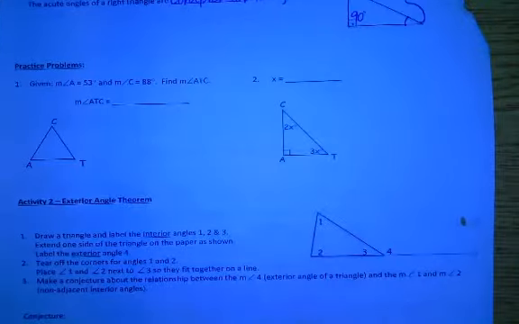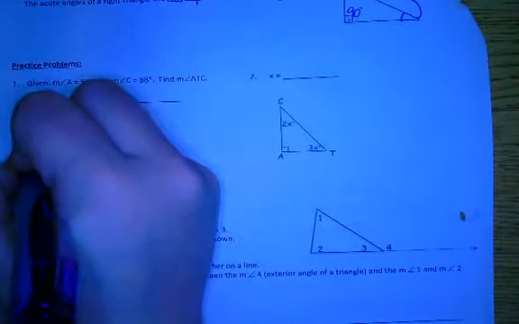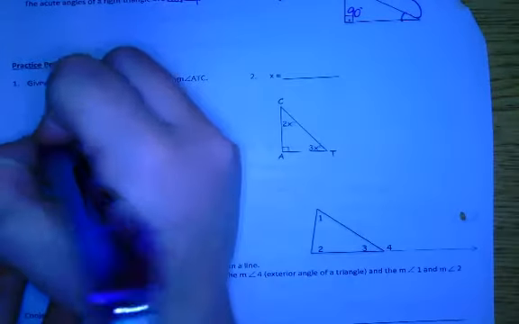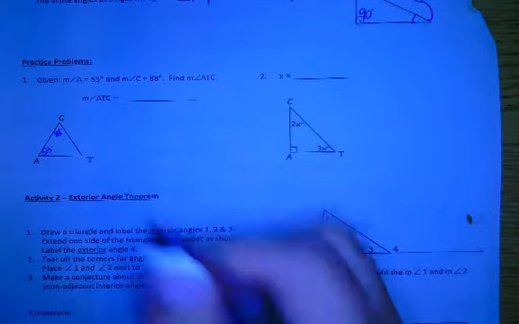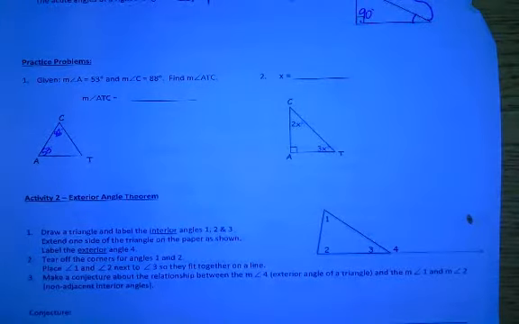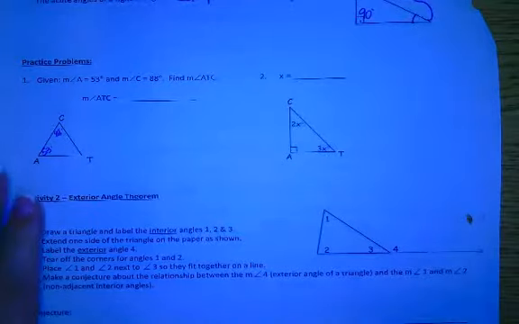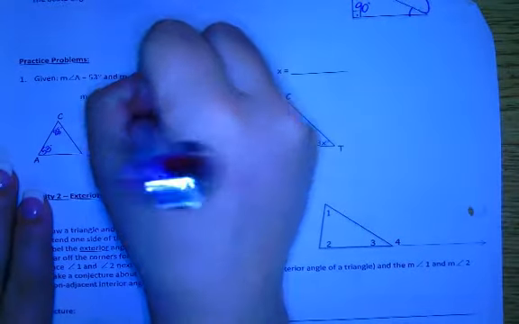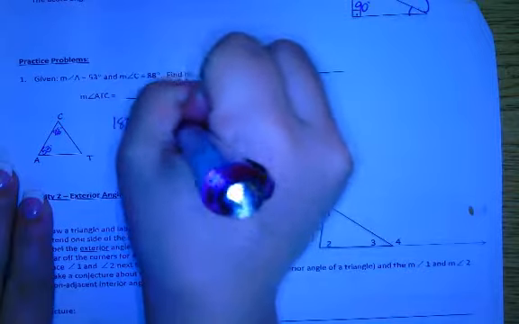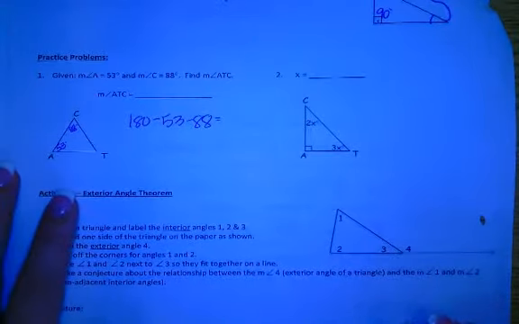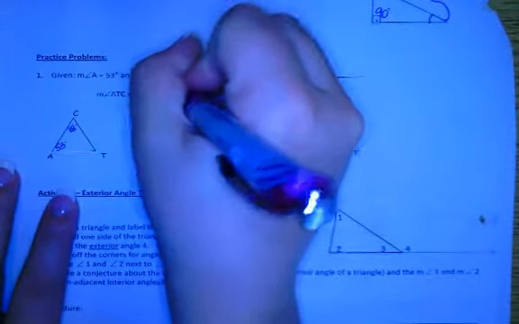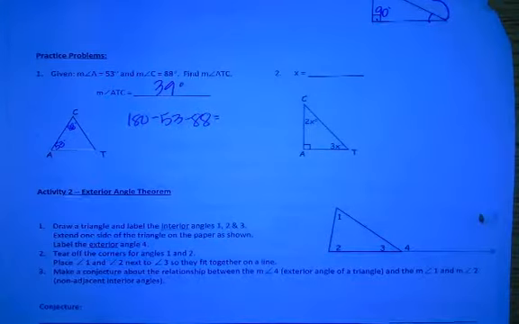Okay, so we're going to practice a little bit with the triangle sum theorem. So if angle A is 53 degrees and C is 88 degrees, somebody tell me what ATC would be. What would ATC be? 39 degrees. Okay, so all you're doing is subtracting from 180 to find that missing angle.